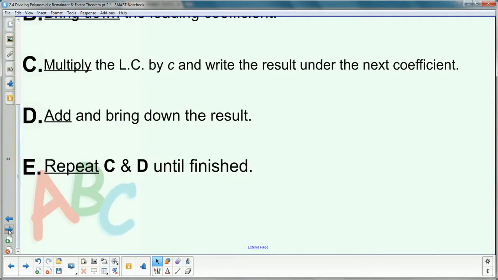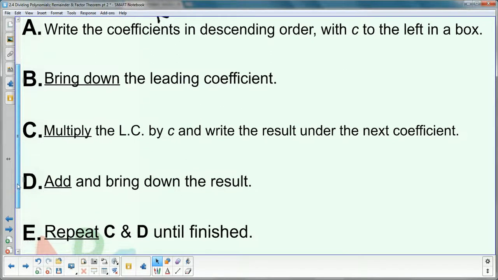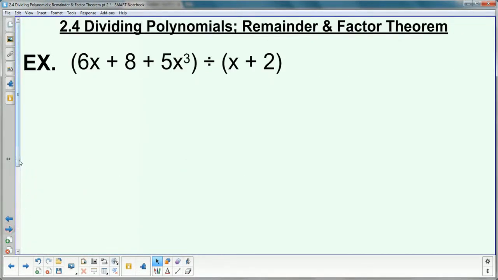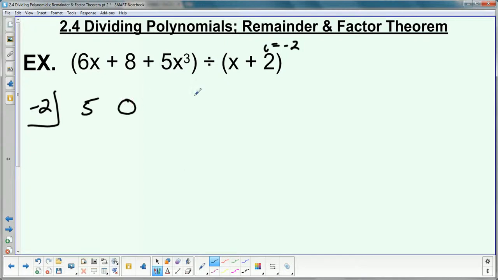Now again, I understand that probably sounds like a lot of information in a short amount of time. It's not as difficult as it may seem. Looking at an example, I'll show you why. First thing I need to look at this and say, okay, what is c? Well, c is negative 2, because remember it needs to be opposite. So I'm going to write that in a box to the left. The next thing I'm going to do is write my coefficients in descending order. So I see an x cubed is highest, so I'm going to bring a 5. Now here's the trick. There is no x squared term in this, so we need to make sure we include that as a 0. And then we go to our x, which is a 6, and then our constant, which is an 8. After that, I'm going to draw a line under all those.